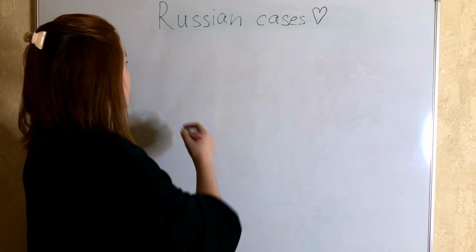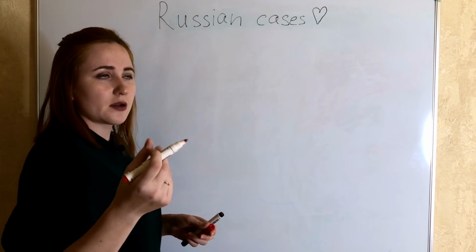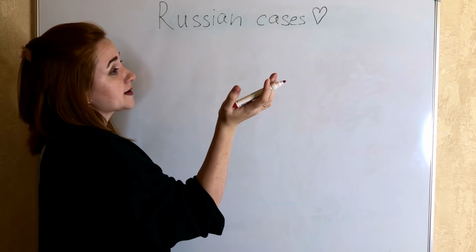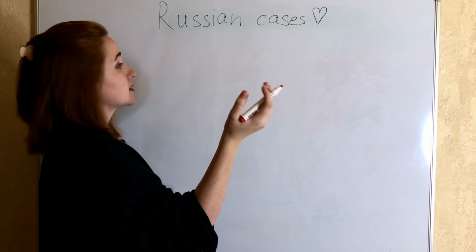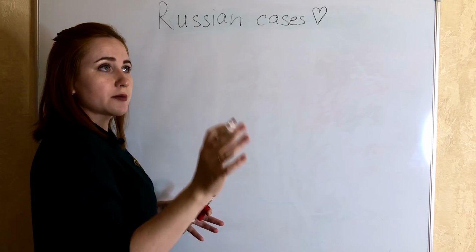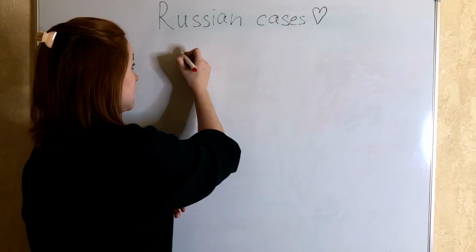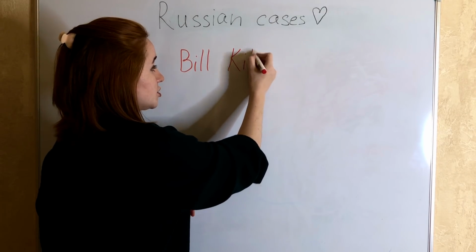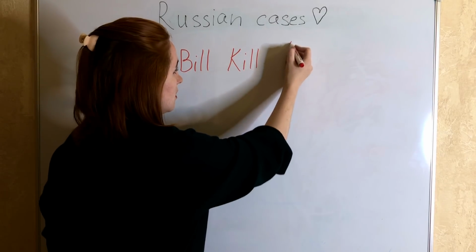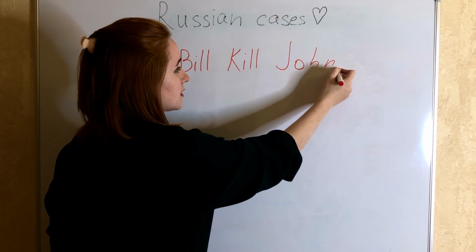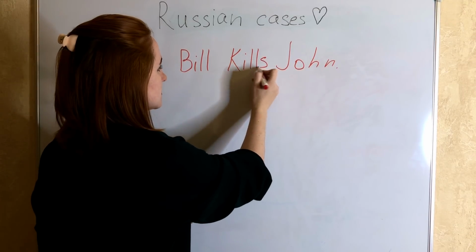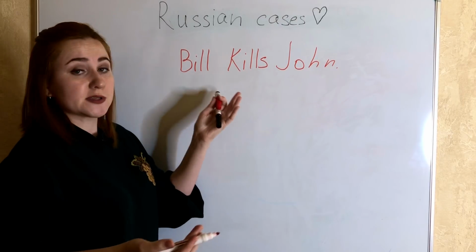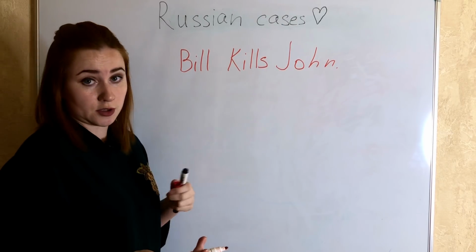Okay, so Russian cases. Well, I was thinking about the second example. Stanislav Chernyshov likes this kind of an example. It's the author of Поехали textbook. For example, let's take Bill and John. And Bill kills John. John, right? Very sad. I'm sorry. Bill kills John. We understand that Bill kills John, right?